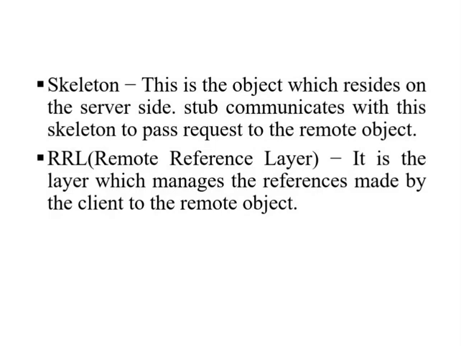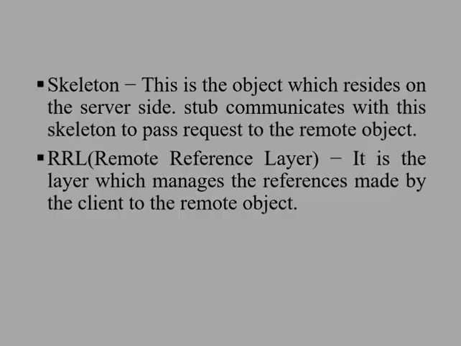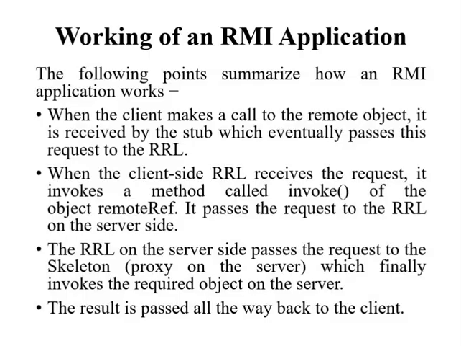The RRL on the server side passes the request to the skeleton, that is, the proxy on the server, which finally invokes the required object on the server. The result is passed all the way back to the client. This is the working of an RMI application. Then next topic is marshalling and unmarshalling.